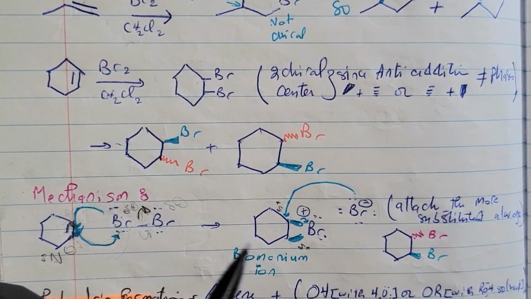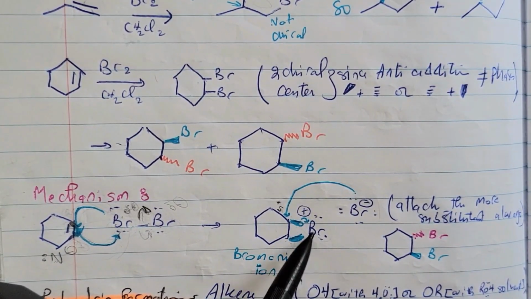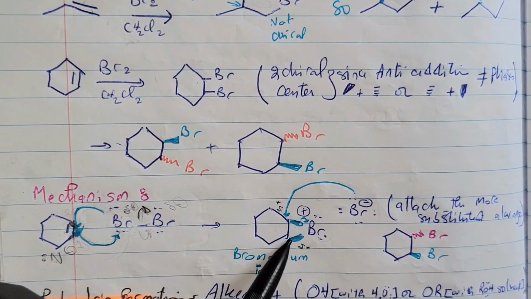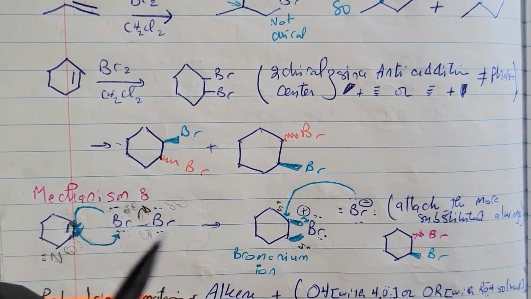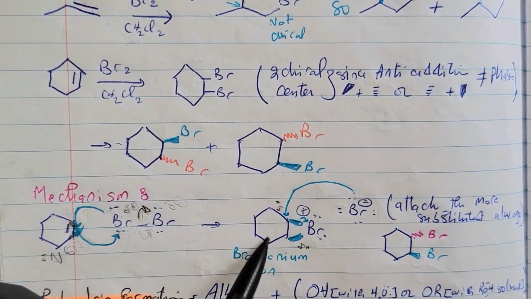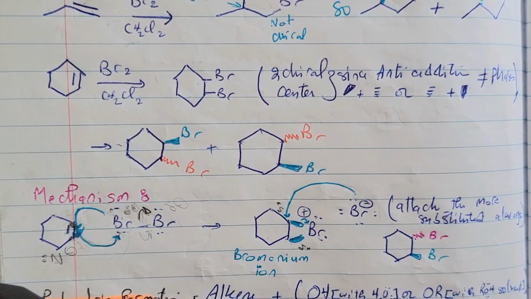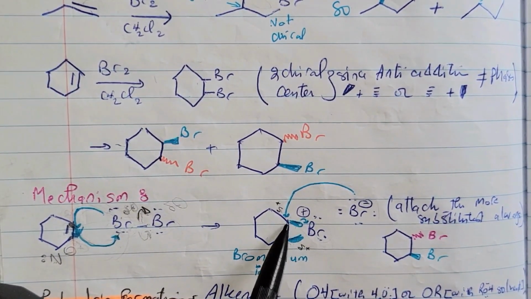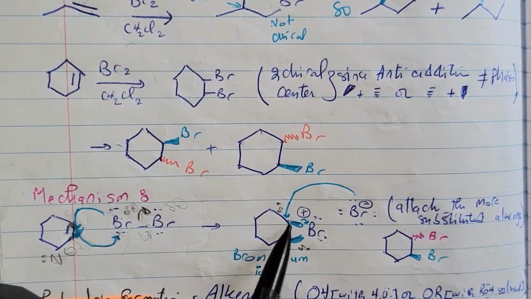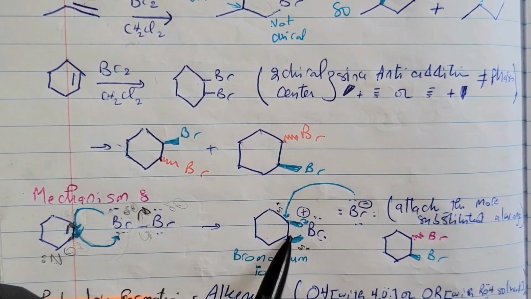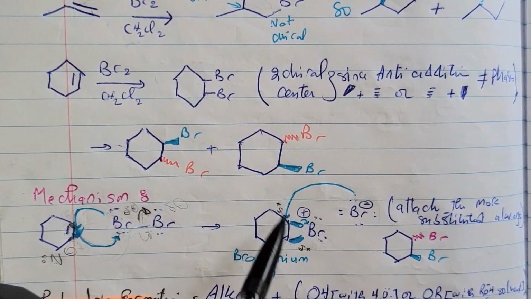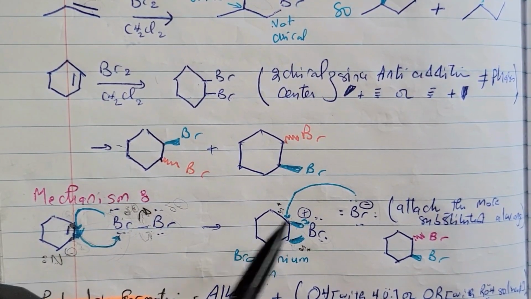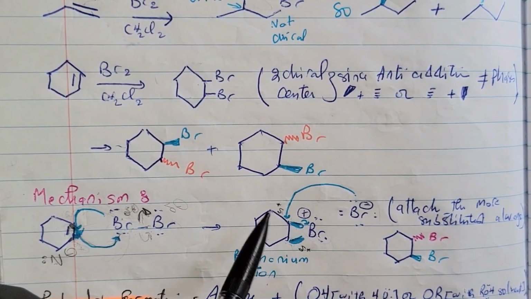So here we have the bridge which is formed with one bromine atom and the two carbons of the cyclohexane, in this case forming the bromonium ion. And here we have the carbons of this bond, which are partially positive. They are partially positive because they are lacking another atom, another bond.